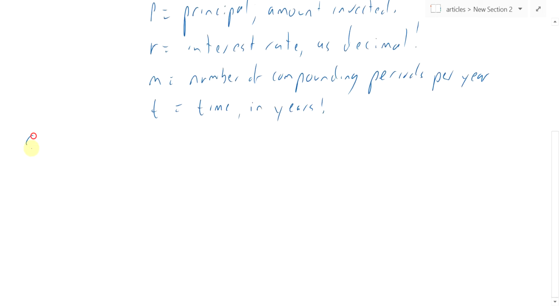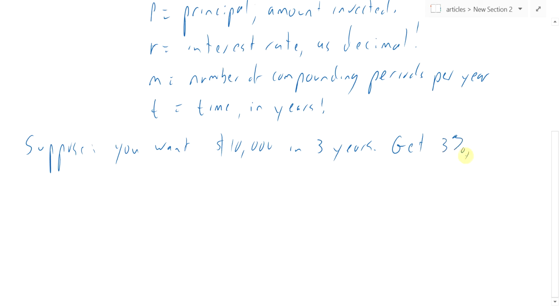And so we can do a problem along these lines. So suppose you want to have $10,000 in 3 years. There's a number of different investments you can make, but all of them are basically saying, to get $10,000 in 3 years, you have to give us this much money now and we'll invest it for you. And so you talk to some bank and a bank says they'll give you 3% compounded weekly.